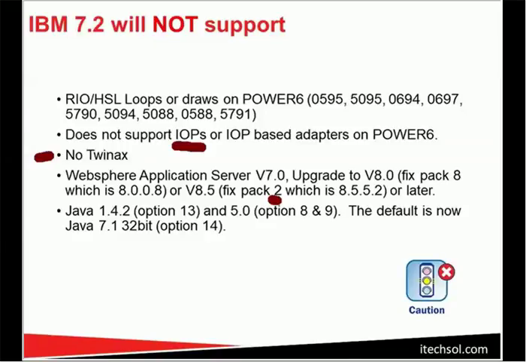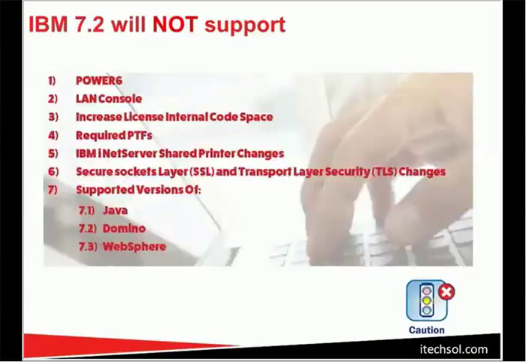And there's a command called WRKJVMJOB. If you run that and put a 5 next to all the jobs that are listed, it will tell you what JVM you're running. So if you see 1.5, you know you can't go to 7.2. If you see 1.5 or 1.6, that means you can't go to 7.3, right? So these are important things to note about doing the upgrade.